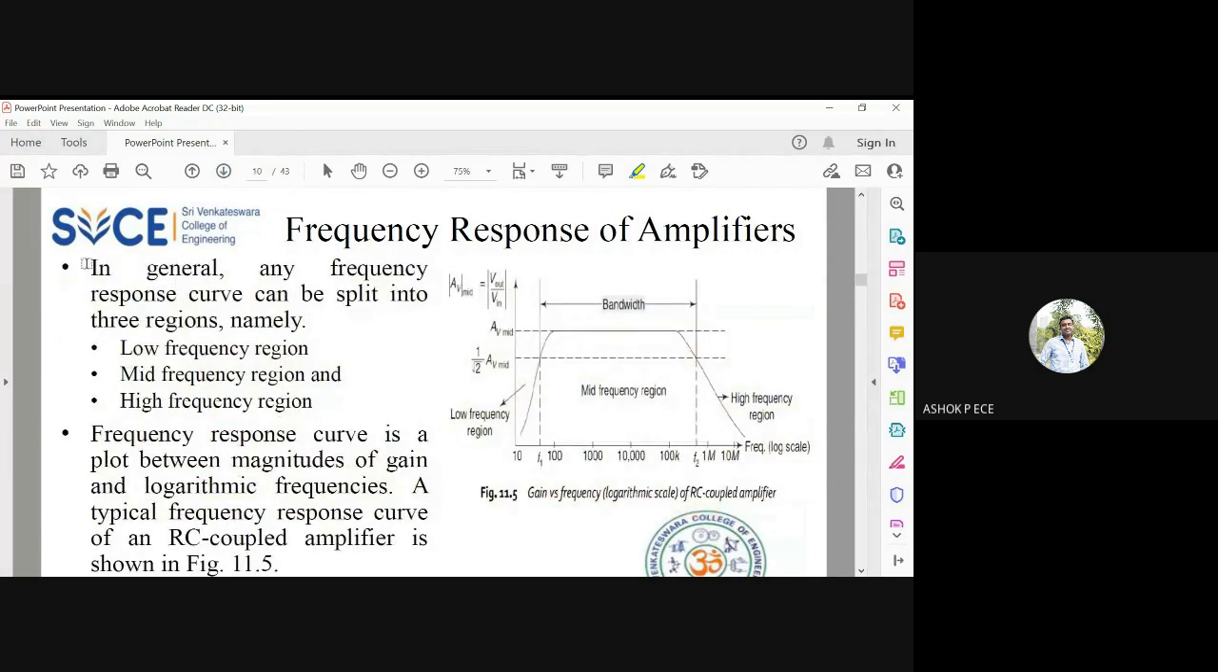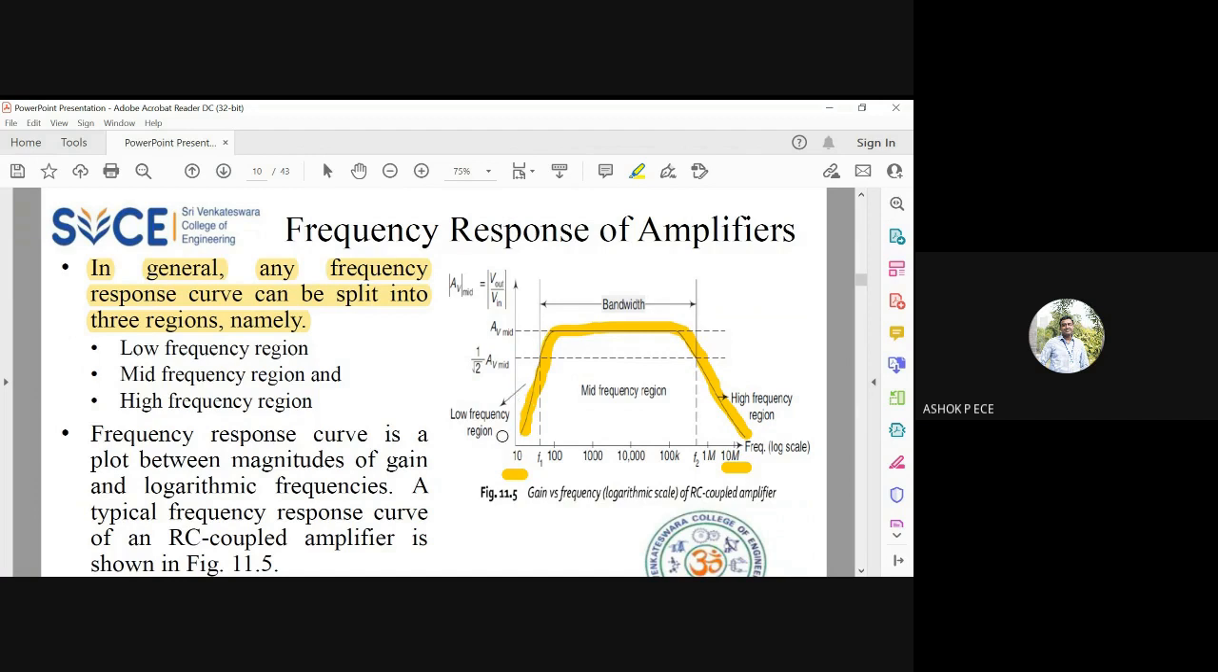In general, any frequency response graph can be split into three regions. See here, it is starting from 10 hertz and going till 10 megahertz. So the graph will be like this. It will be increasing, it will be constant, it will be decreasing.